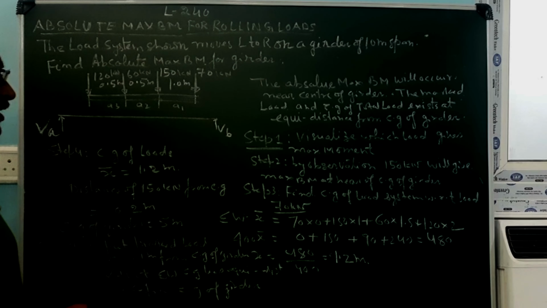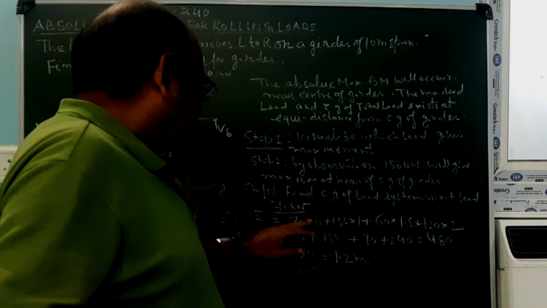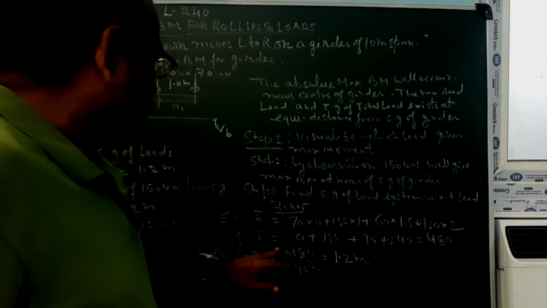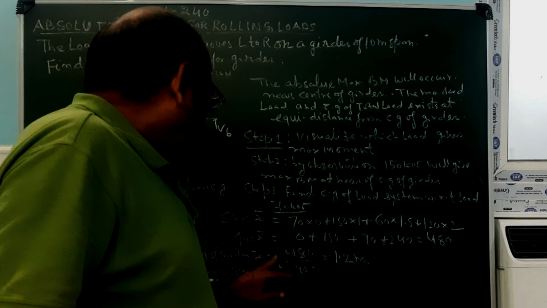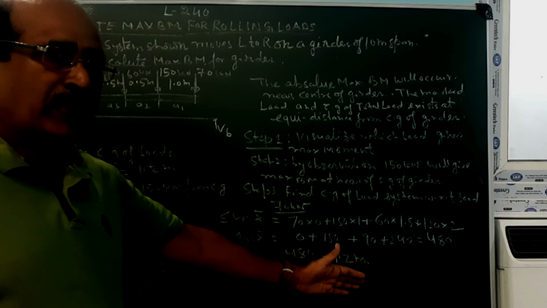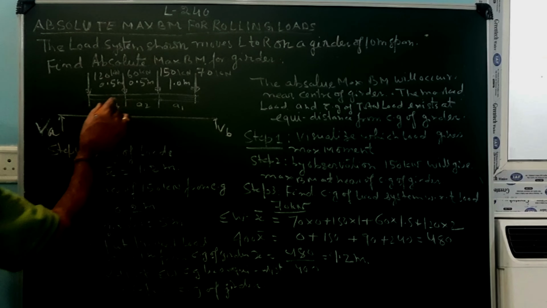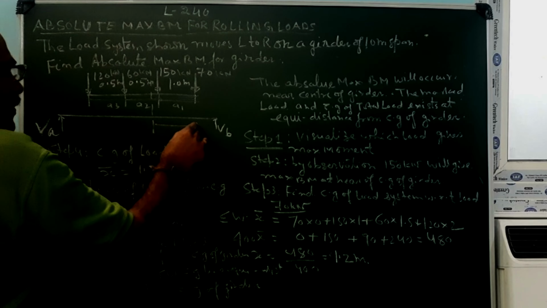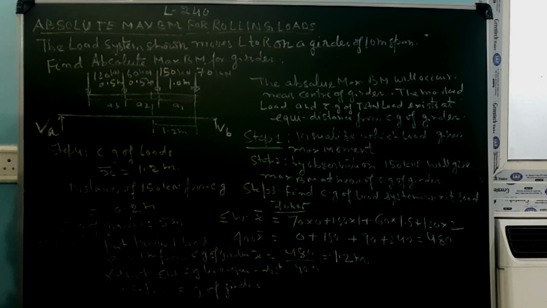So the distances are 0, 1, 1.5 and 2. You get 0, 150, 90 plus 240, total 480, and X bar equals 480 divided by 400, that is 1.2 meter. So the CG of load is at this point, 1.2 meter from here. Please observe it. This is 1.2 meter.